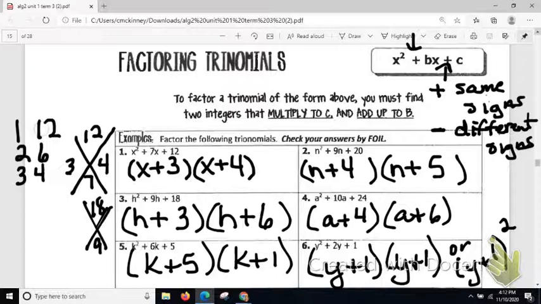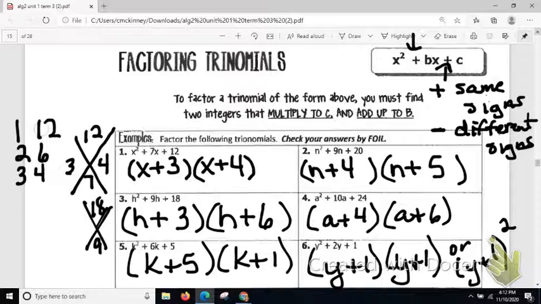If you put 2 and 3, you have things backwards. It's not multiplying to be 6. This is multiplying to be 5 and adding up to 6. And then number 6, the only thing we can multiply to get 1 is 1 times 1.